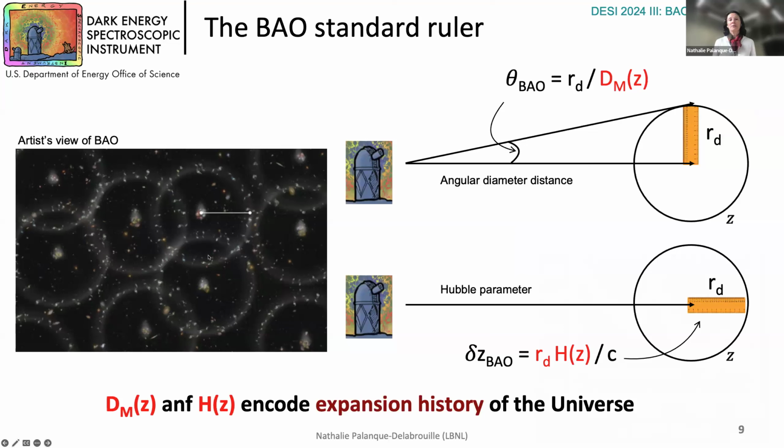So this is a 3D measurement, so we can study it in various ways. We can observe it across the line of sight by measuring the angle under which we observe this characteristic scale, and that gives us access to the so-called angular diameter distance. We can also observe it along the line of sight, in which case what we measure is difference in redshift, and this gives us direct information on the Hubble expansion rate at that redshift. And so these two parameters encode the expansion history of the universe.